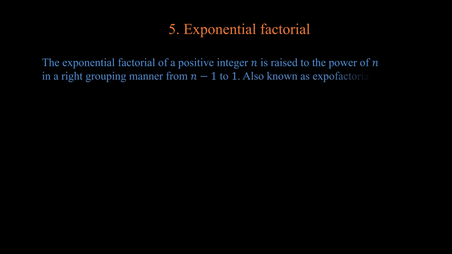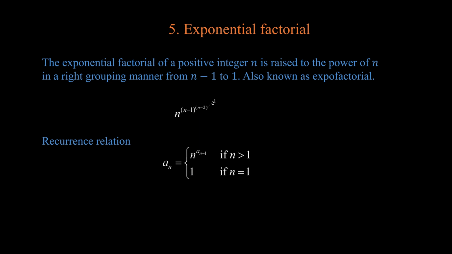At number 5 comes exponential factorial. The exponential factorial of a positive integer n is n raised to the power of n minus 1, and so on, in a right grouping manner down to 1, also known as expofactorial. It is the exponential version of factorial. Mathematical formula is n to the power n minus 1, continuing up to 1. Recurrence relation of exponential factorial is a(n) equal to n to the power a(n minus 1).